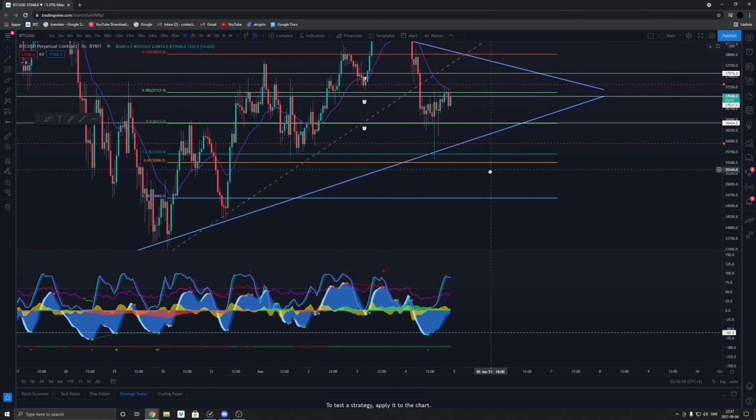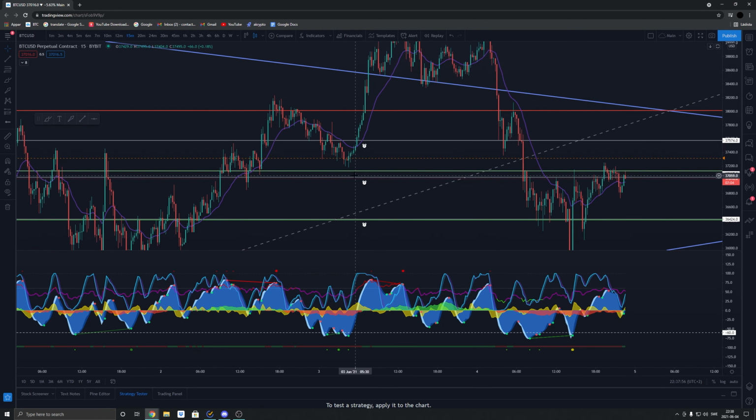About the stop losses here: if you enter here, then you want to have your stop loss below the recent swing low, right?